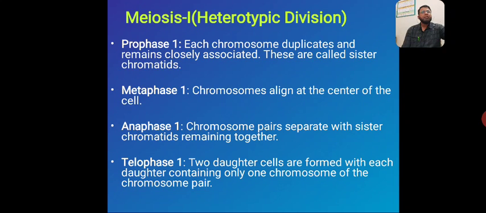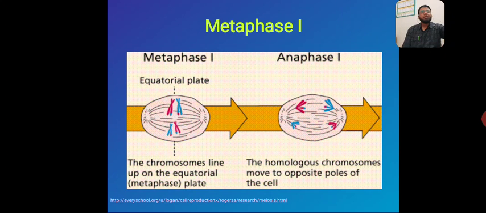The spindle apparatus totally disappears at the end and cytokinesis starts. So this is what happens in anaphase. And lastly, telophase is happening. In telophase first, two daughter cells are formed with each daughter containing only one chromosome of the pair, and cytokinesis and karyokinesis are formed. Spindle fibers are totally absent, and in this way two daughter cells are formed.